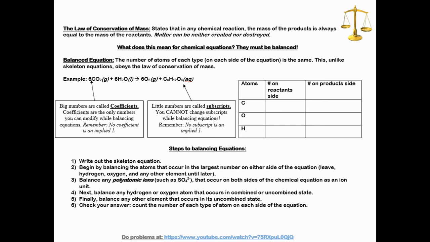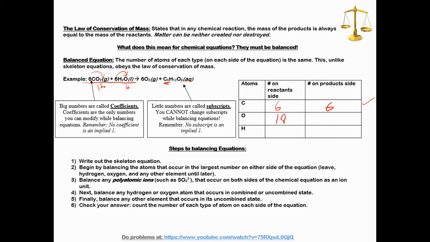So let's take a look at what a balanced equation looks like. Here we have an example of a balanced equation, and we're going to count the number of reactants and products, the atoms on both sides. So for number of carbons in this reaction on the left side, we have 6 times 1, 6 carbons. On the right side, C6H12O6, this is 6 carbons. So same number of carbons, great. Oxygens, 6 times 2 is 12. 6 times 1 is 6. That's 18 total on the left side.